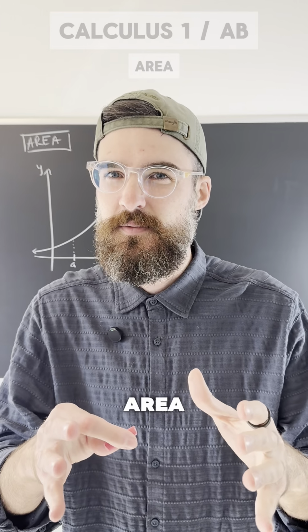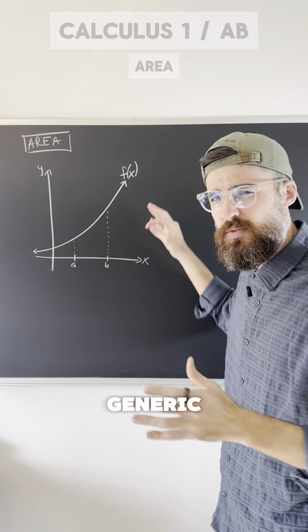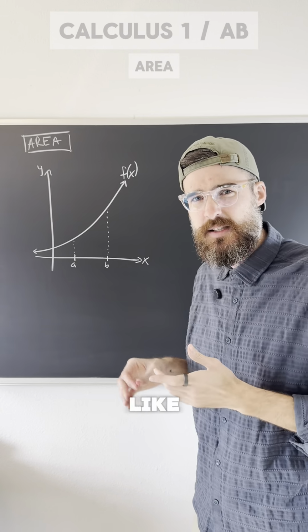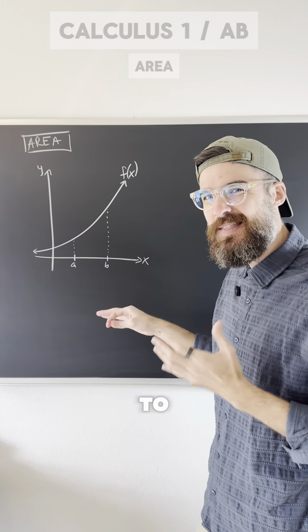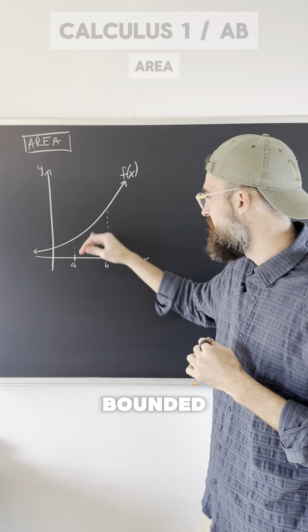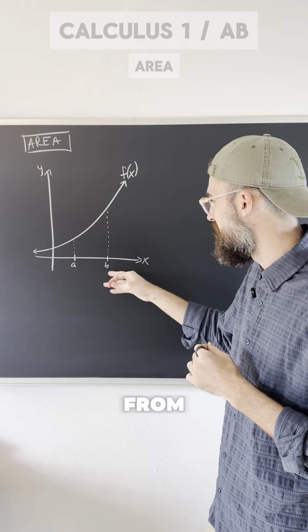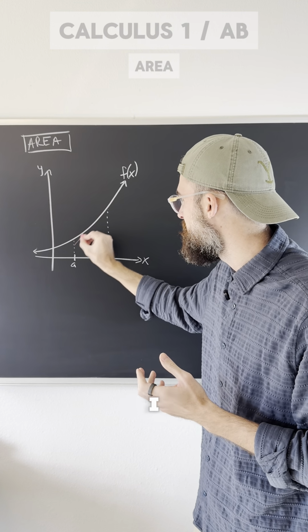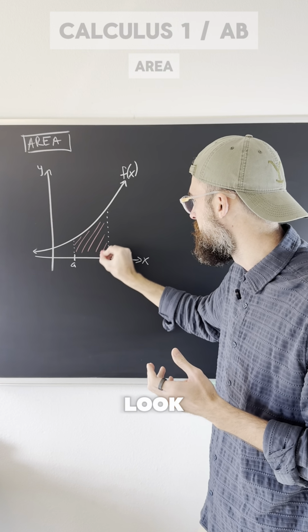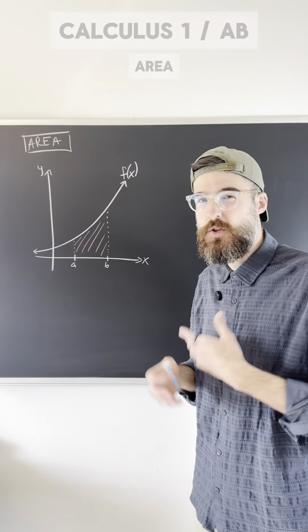Let's talk about area. Here I've gone ahead and graphed a generic function f of x, which somewhat looks like an exponential, and my goal is to find the area that's bounded between that function and the x-axis from a to b. What we can see is that if I shade this in, that would look something like this. So the question is, how do I compute this red area?